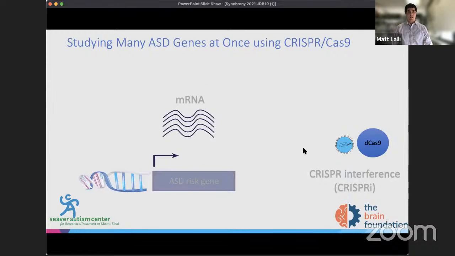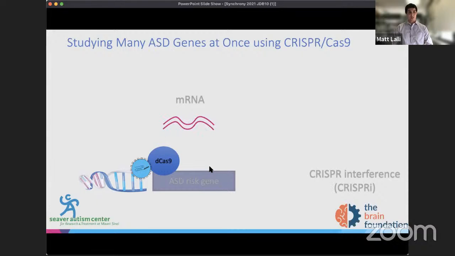But the top goal of the project is to study many ASD genes at once so we can compare their effects and find convergent mechanisms. So on this slide, I'll tell you about our plan to study these genes at once. The foundation of the project is a technology based on CRISPR interference. Here's an example of an ASD risk gene being transcribed into its mRNA. We can use this CRISPR interference technology to direct a protein called dCas9 to the start of this gene and thereby block its expression. This mimics a loss of function mutation, which many of the genes that Dr. Buxbaum talked about act through a loss of function mechanism.